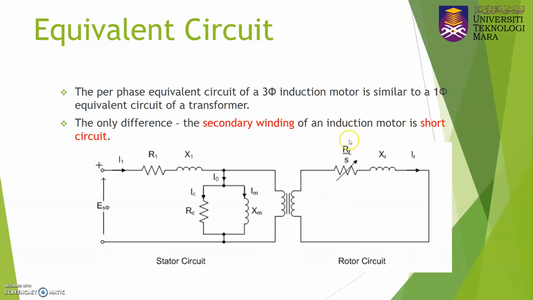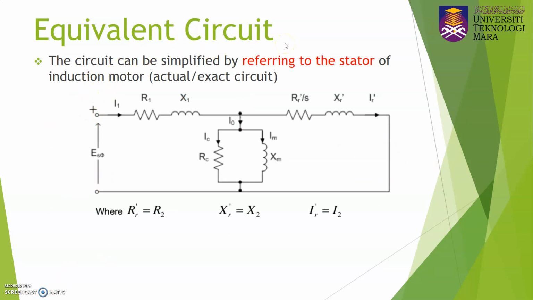For the rotor circuit, this represents the per phase rotor circuit resistance, and this represents the per phase rotor leakage inductance. The equivalent circuit model for the induction motor can be simplified by referring to the stator of the induction motor, meaning that we refer to the primary side. Now the R rotor will be equal to R prime over S, X rotor will be equal to X prime, and I rotor is I prime. You can also write it as R prime equal to R2, X prime equal to X2 and I prime equal to I2. This is the simplified circuit where you refer your rotor circuit to the stator side, and the stator part just remains the same.